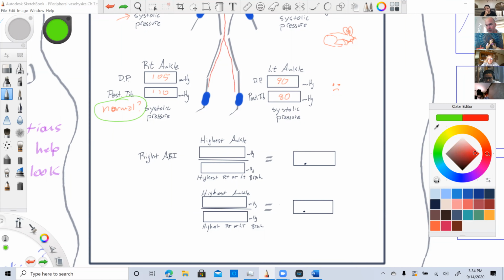Let's just make this, we can see that a little better. 110. So we chose the higher of the two. Highest ankle on the left. Oh, my entire, this is so weird. I know I had this. That's really strange. Okay, highest ankle on the left, 90.